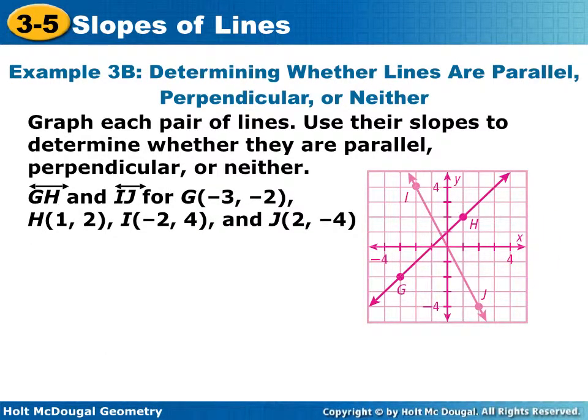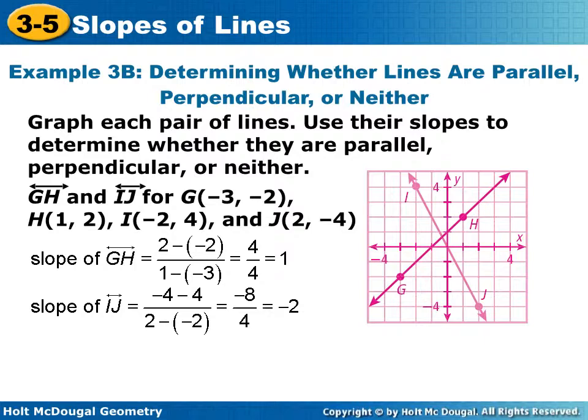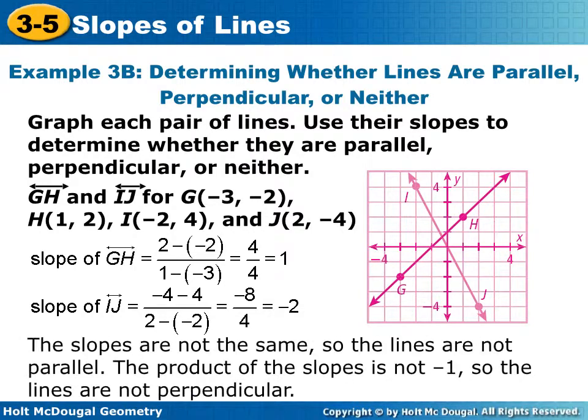Alrighty, determine each pair of lines. Use their slopes to determine whether they're parallel, perpendicular, or neither. So here are the two. Now they don't look perpendicular, but again, we can't assume that they're not. So we do the slopes. The slope of line GH is 1. The slope of line IJ is negative 2. But when I multiply 1 and negative 2, I don't get negative 1. This means that the lines are not perpendicular. They're not parallel either, because to be parallel, they'd have to have the exact same slope. So this is a neither.